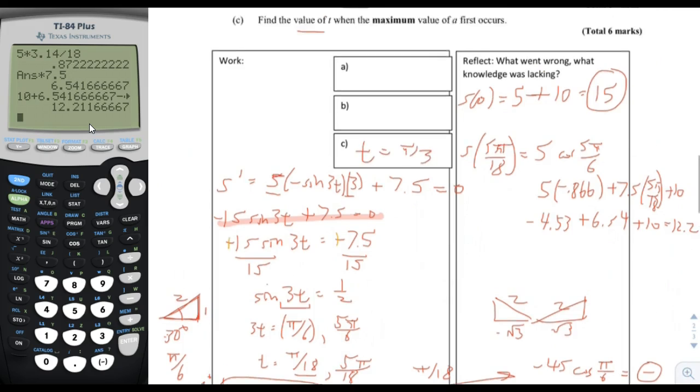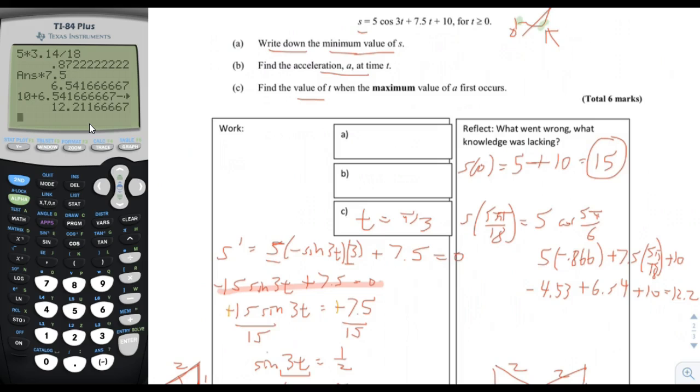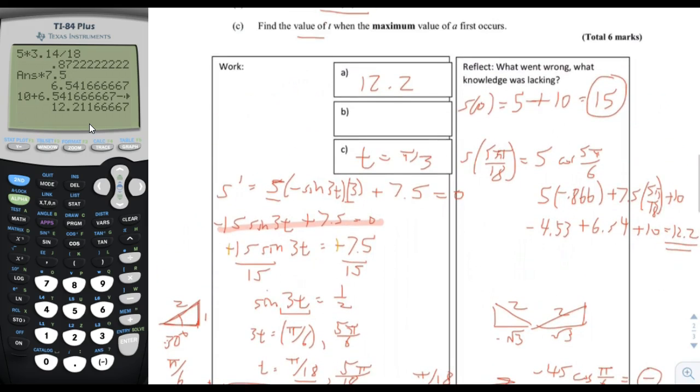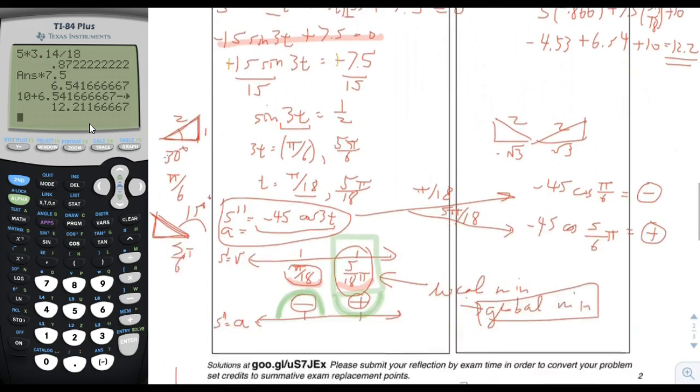And the first answer was the minimum value of s. Oh, the minimum value of s would be that, 12.2. Okay? And find the acceleration a at time t. That would be this expression here, negative 45 cosine of 3t. Negative 45 cosine of 3t. Okay. Moving on to number 3.